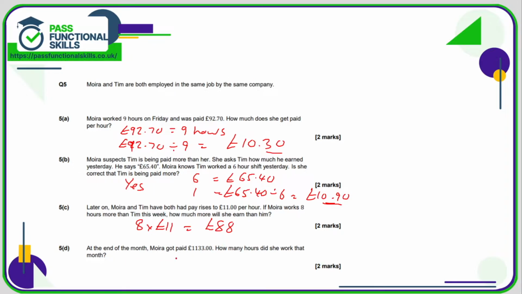At the end of the month, Moira got paid £1,133. So how many hours did she work that month? Well, we know her pay is £11. So all we need to do is 1,133 divided by 11. Of course, we can use a calculator, although this one can be done quite easily on a bus stop as well. And that works out as 103 hours.